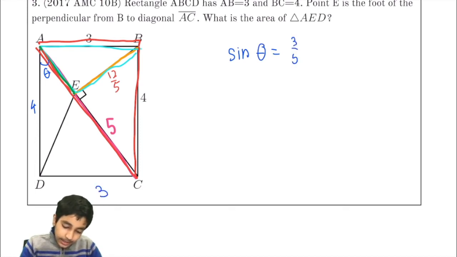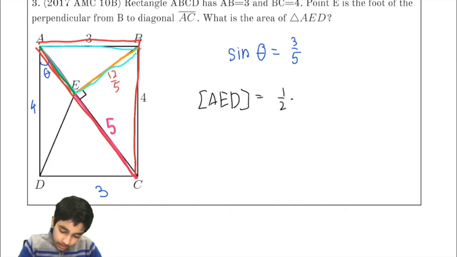Right? Because you can remember it by SOHCAHTOA. So since sine theta is 3/5, now we can plug it into our 1/2 sine area formula. So the area of AED is just going to be equal to 1/2 times 4 times AE. And what is AE?